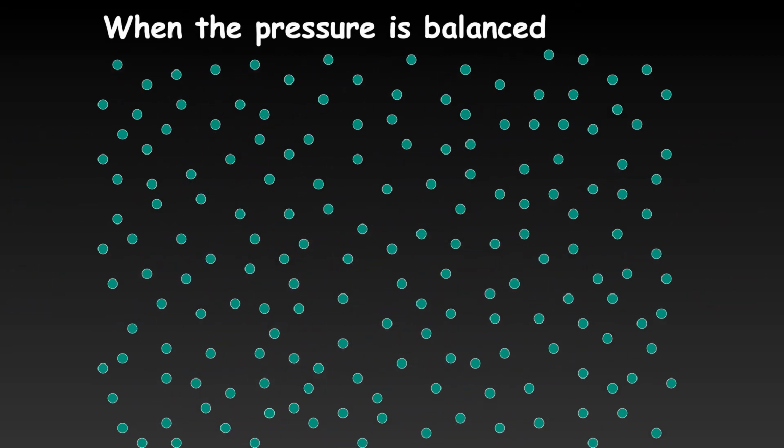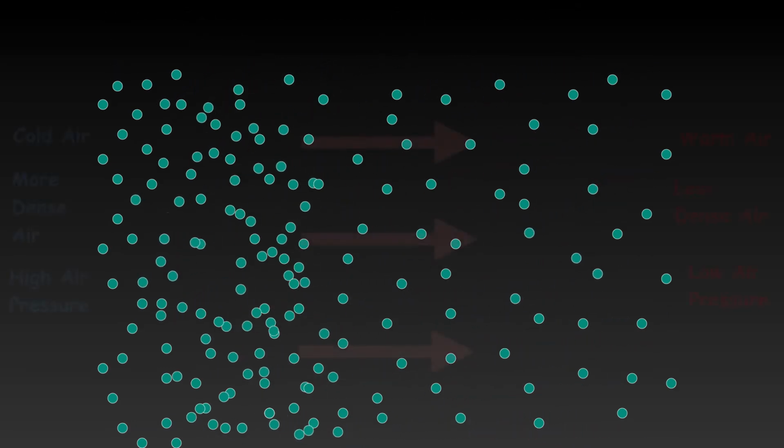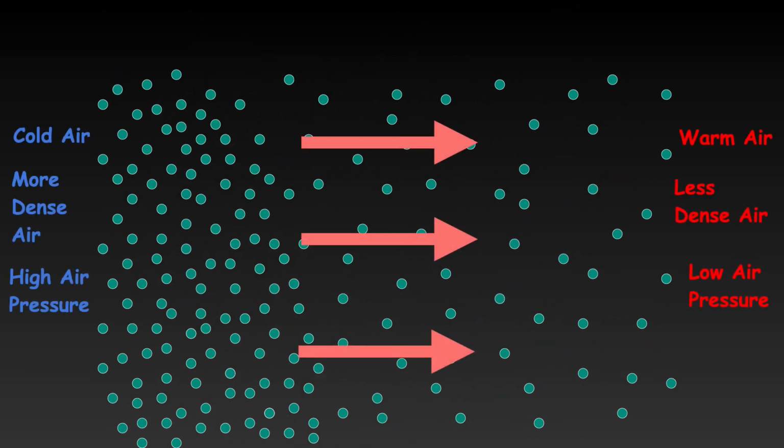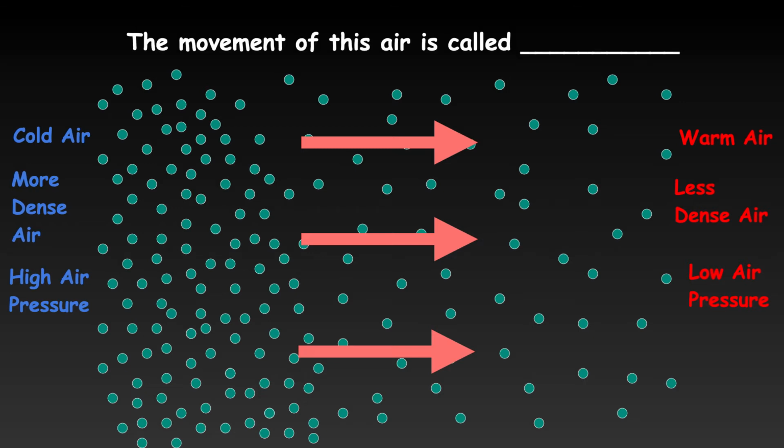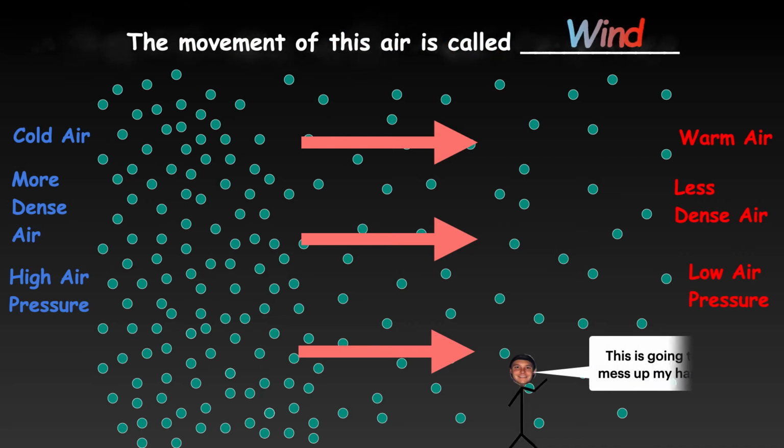If you said that the gas molecules will stop moving when the pressure is balanced, you would be correct. Now, I only have one more question for you, okay? Now, when those gas molecules are moving from one side to the other, that movement of air is called, you guessed it, wind. I know that you knew all of these answers as we went through this, and you are super smart. I'm very proud of you.